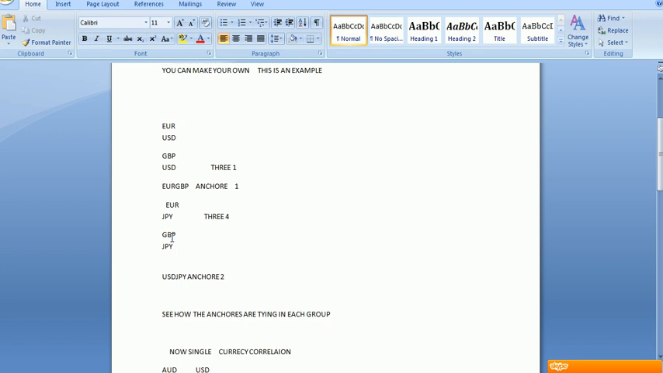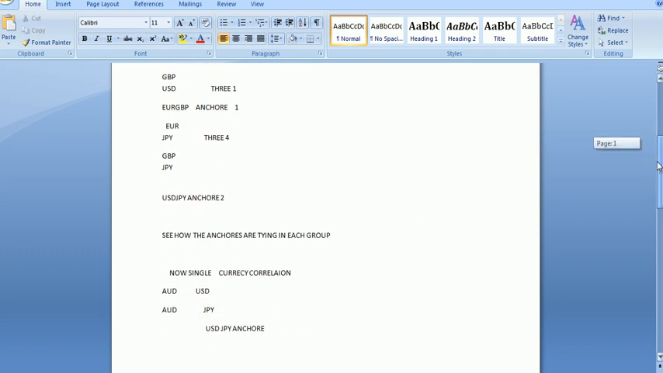But see how the anchor is tied in with the Euro, Great British Pound, which is tied in with the two groups, and the JPY is tied in with the JPY group, the US dollar JPY. And I'll give you some examples of single correlation.